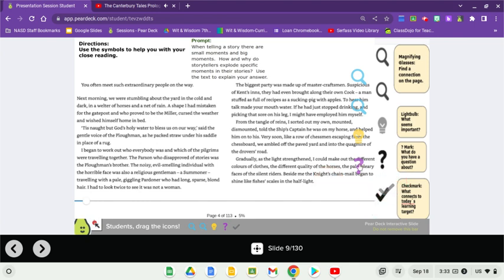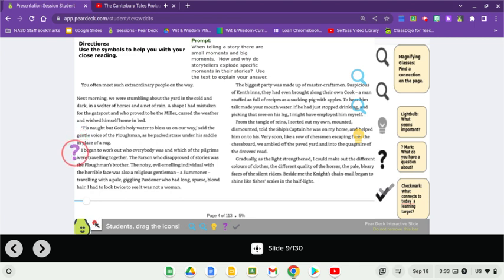Next morning, we were stumbling about the yard in the cold and dark, in a welter of horses and a net of rain. A shape I had mistaken for the gatepost, and who proved to be the miller, cursed the weather and wished himself home in bed. "'Tis naught but God's holy water to bless us on our way," said the gentle voice of the ploughman as he packed straw under his saddle in place of a rug.